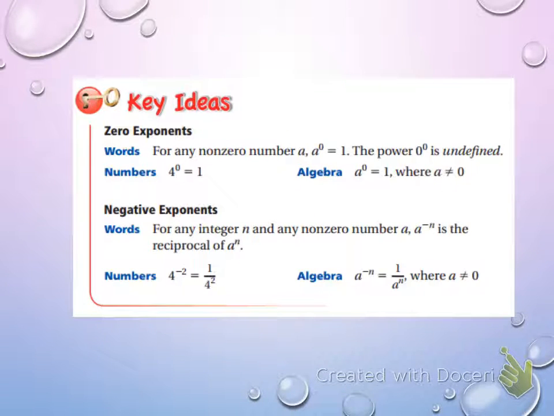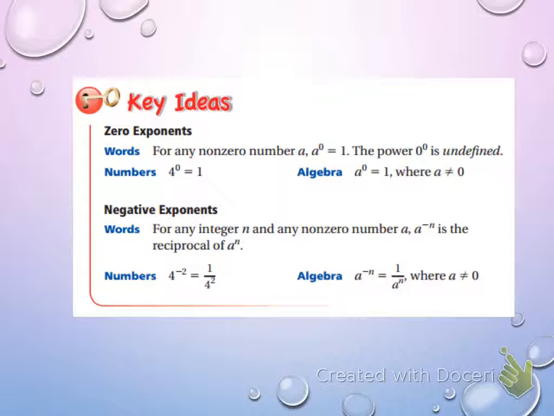So some of our key ideas that we have here is zero exponents. For any non-zero number, a to the 0 is going to be 1. The power 0 to the 0 is considered undefined. So whatever number you have, if it's to the 0 power, the number will always be a positive 1.